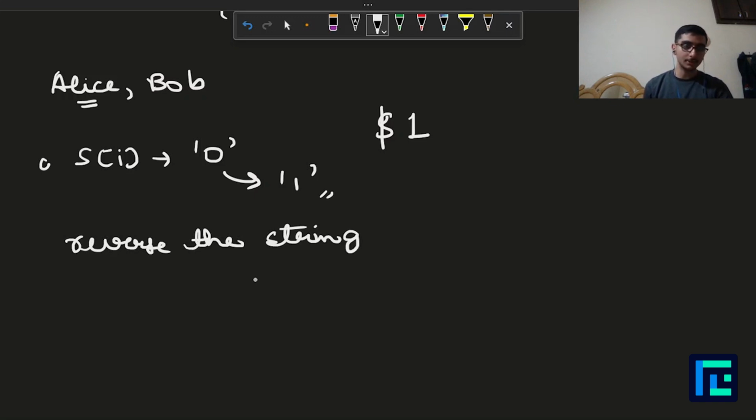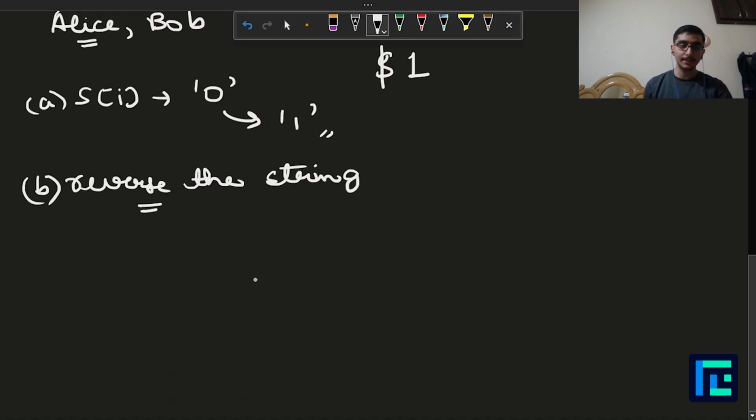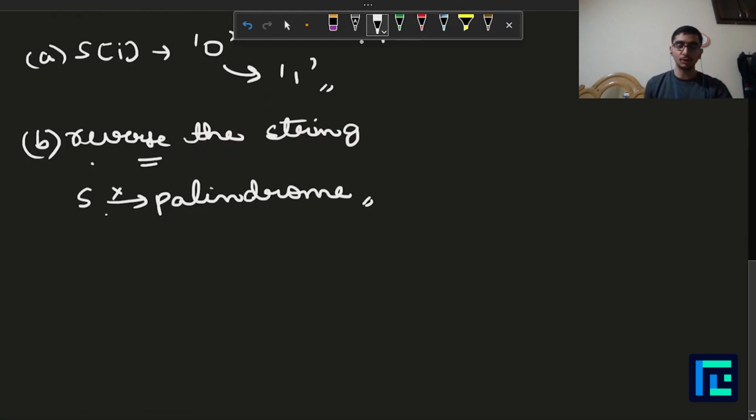These are two types of operations, A and B, but there are some restrictions on the second operation. The first restriction is that when you are trying to reverse the string, S should not be a palindrome. This is the first most important condition. S should not be a palindrome.